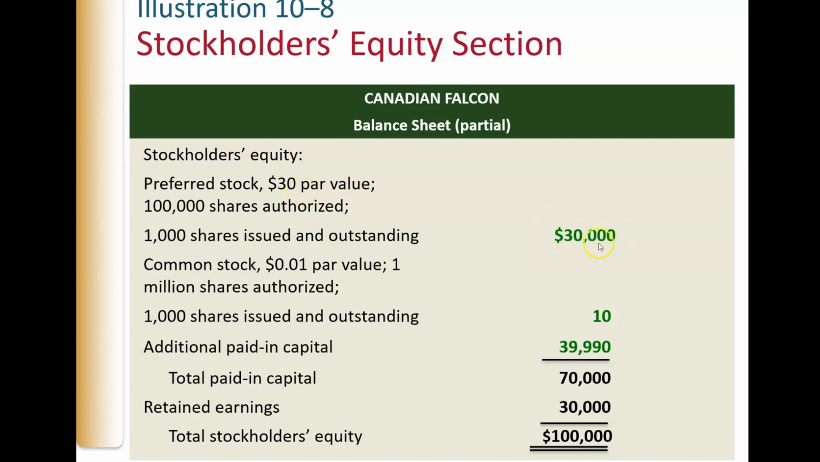You can calculate how many shares this is because we know that only par value goes in here. So we could take the dollar amount and divide it by the par value and find out how many shares it is, if they didn't tell us. It tells you common stock, how many shares are authorized, how many shares are issued and outstanding. And then additional paid-in capital gives you a total paid-in capital, add your retained earnings, and that gives you total stockholders' equity.